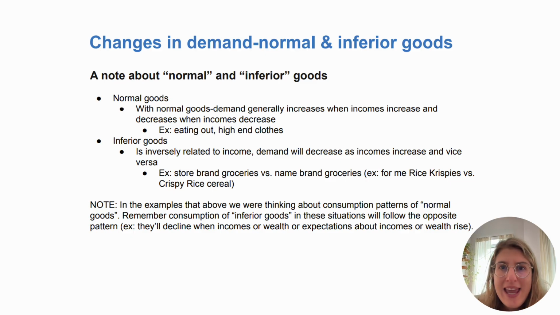So the key takeaway is that income affects goods differently. Normal goods move with income, and inferior goods move against income. And whenever we think about income changes, like when we looked at demand shifts earlier in this presentation, we need to remember that inferior goods will behave in the reverse way.